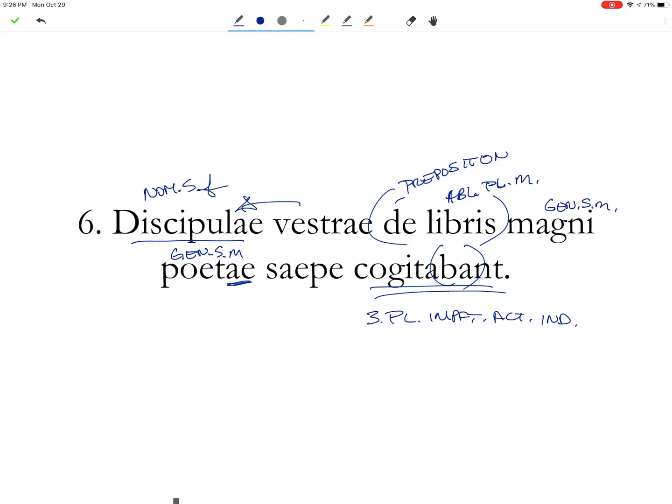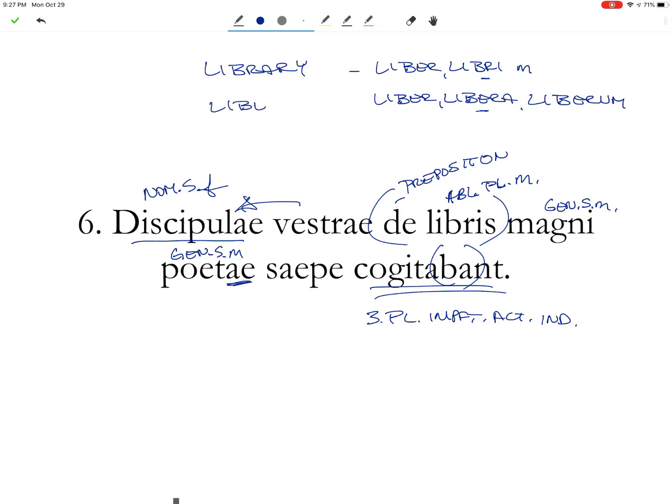Now, libris is interesting because it comes from liber, libri, masculine, but there's also an adjective, liber, libera, liberum. One means book, the other means free. Now, this first one is book because we get library from it. This shortening of the BR, notice here the E disappears. Here it's kept, like liberty. So that's one way you can remember these two words.